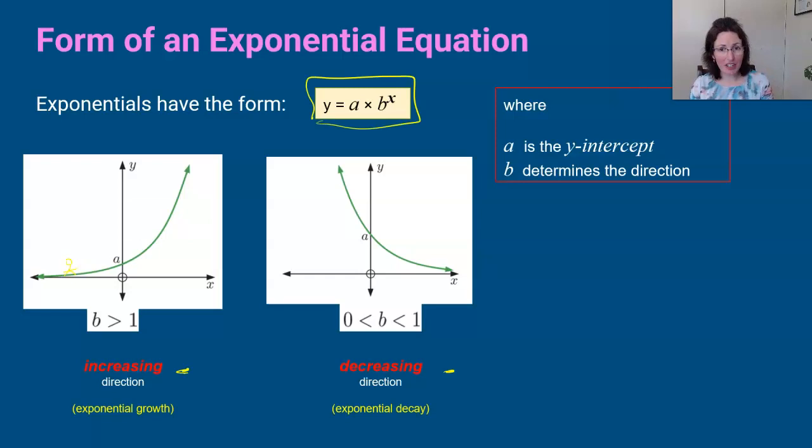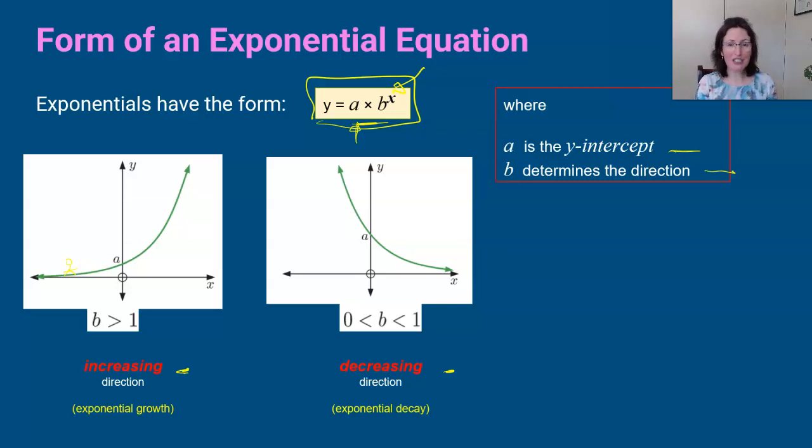That's its growth. From an equation point of view, here it is up here. It's a y equals function, noting that the x, the variable, is in the power for exponentials, and a is always the y-intercept. So the number being multiplied by the base, you'll know straight away that that a number is the y-intercept. So that'll come in really handy. Also worth noting that b determines the direction. So here are the two versions that can happen.